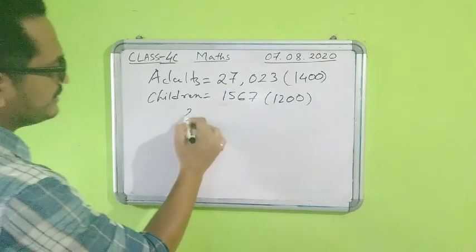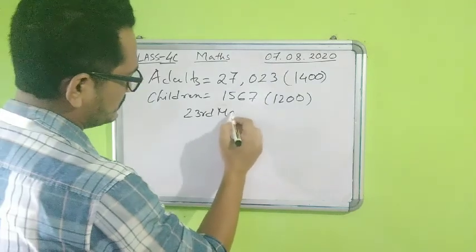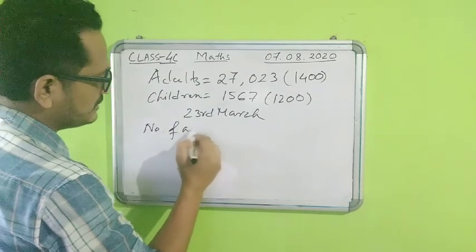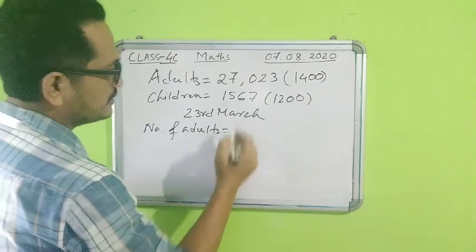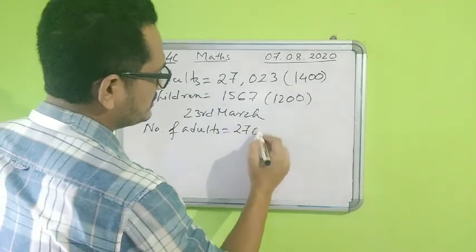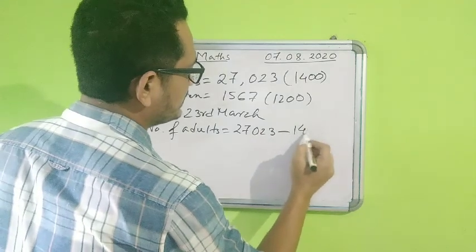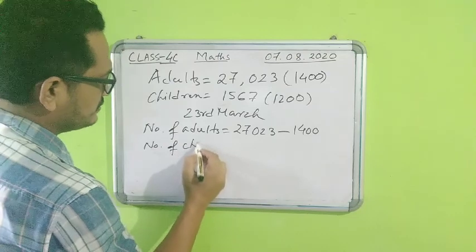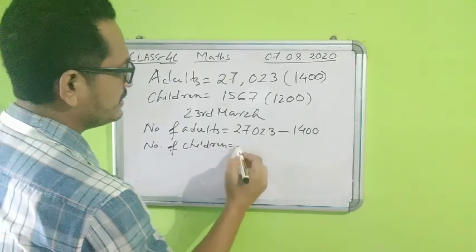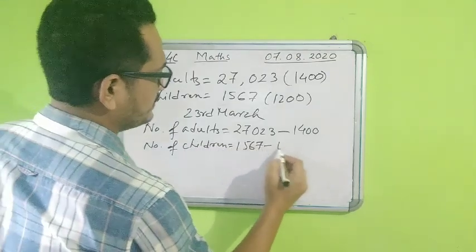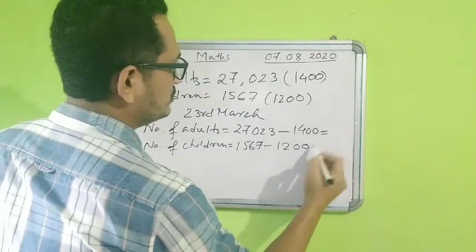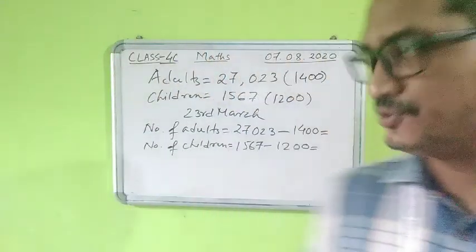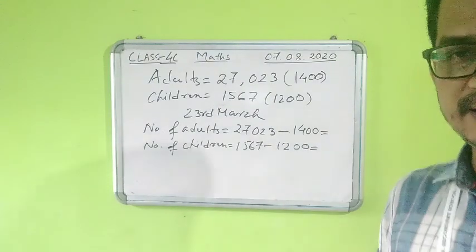So on 23rd March, the number of adults will be 27,023 minus 1,400. Then the number of children will be 1,567 minus 1,200. So from this we will get two answers, after subtraction of this and this, we will get two answers.